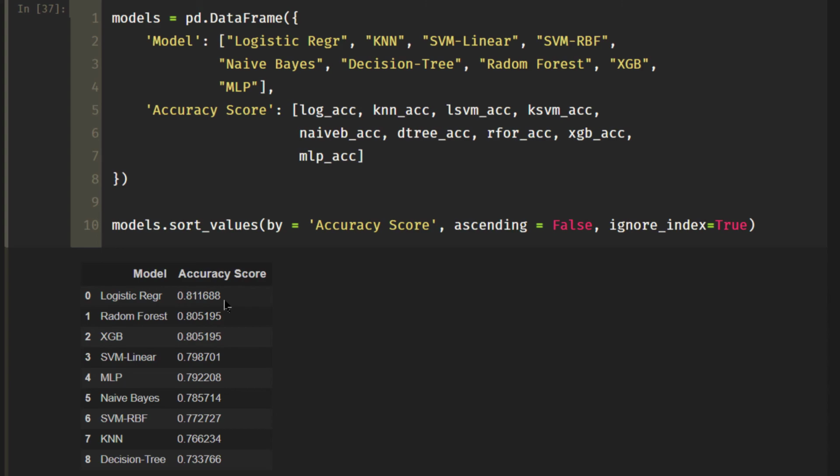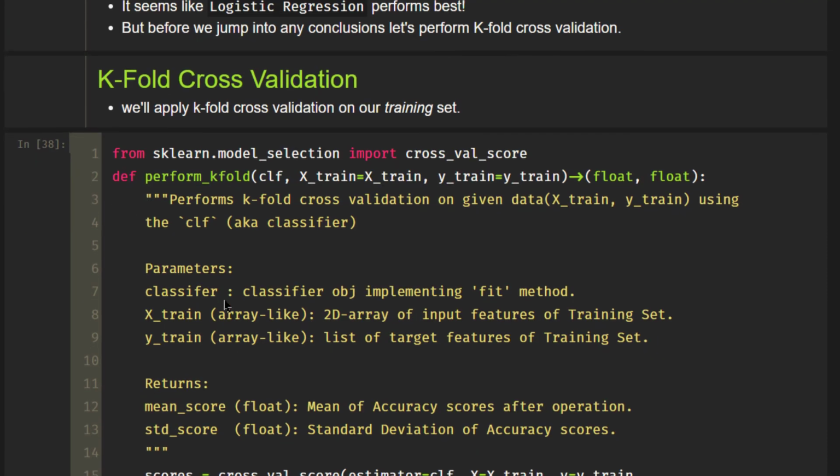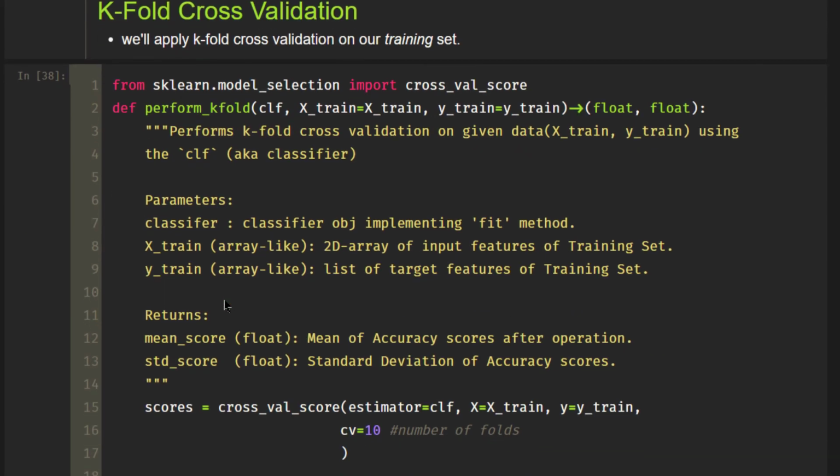Now, what is KFold cross validation? We divide our training set into K parts. That's what this K stands for. KFold is just a fancy name for a part, don't worry about it. We divide into K parts. Then what we do is we take every part. Let's just say we divide the training set into 10 parts.